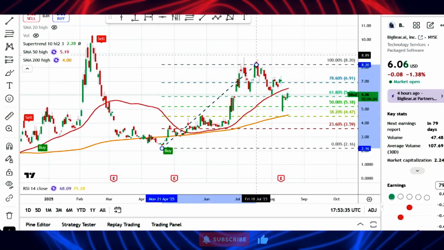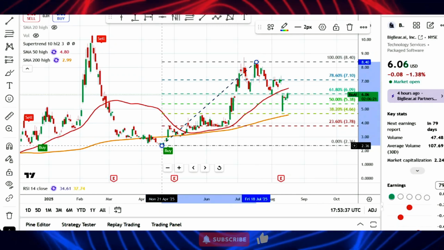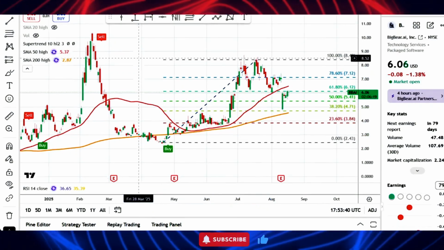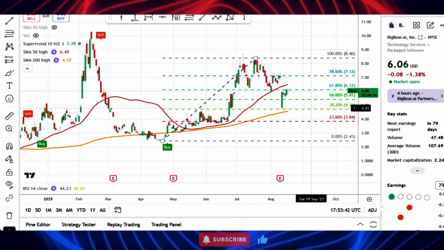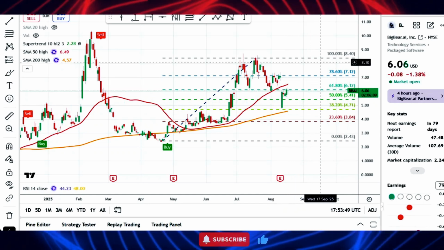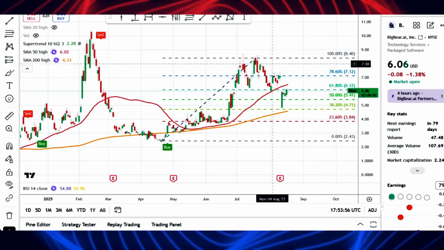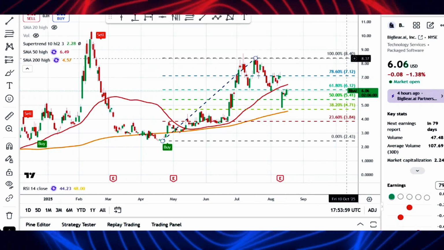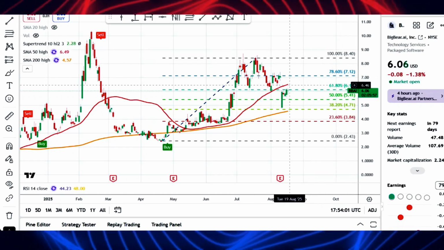So here, right here. So this is one Fibonacci retracement that we can look at. So the next leg up, we want to see that if it trades above this 50-day moving average, then the next leg up, it will go up and test the 78.6 at $7.12. And if it goes past that, then it will test the $8.40. But we can rely on the Fibonacci retracement until it goes past this 50-day moving average.